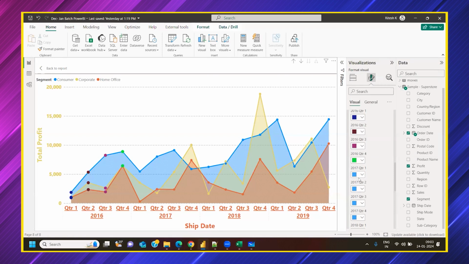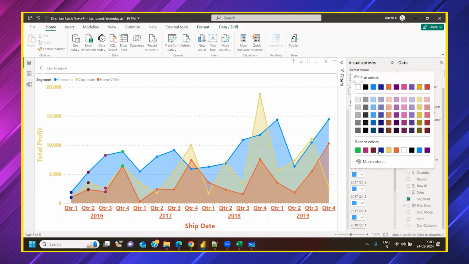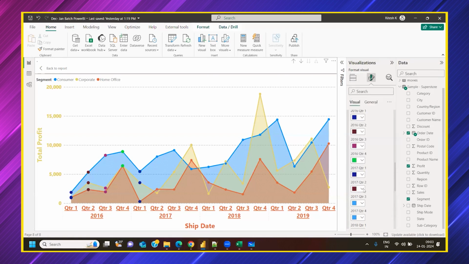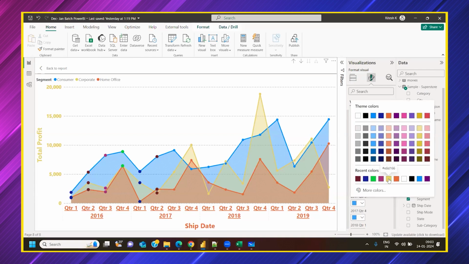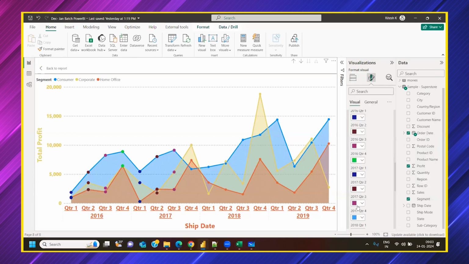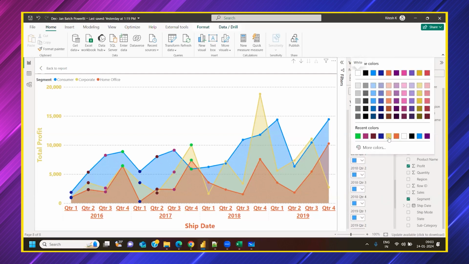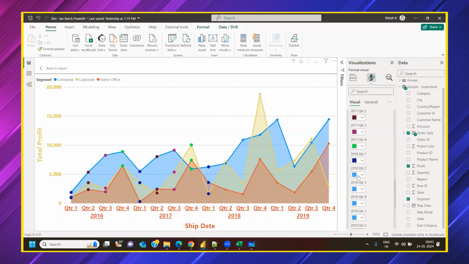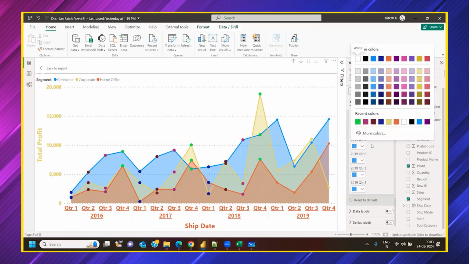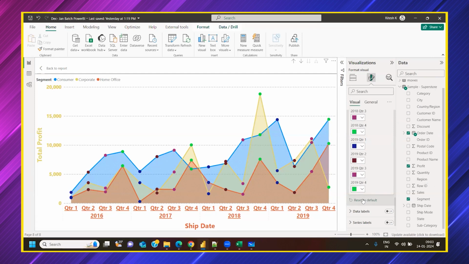Now I'll follow the same approach. For quarter one, it is dark blue. For quarter two, it is dark brown. Quarter three, it is somewhere a pinkish shade. For quarter four, it is somewhere a green shade. I'll follow the same approach for all others. This, this, this. Same for 2019. Now it is very easy to understand.